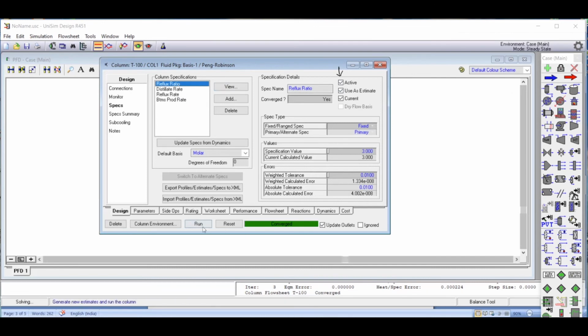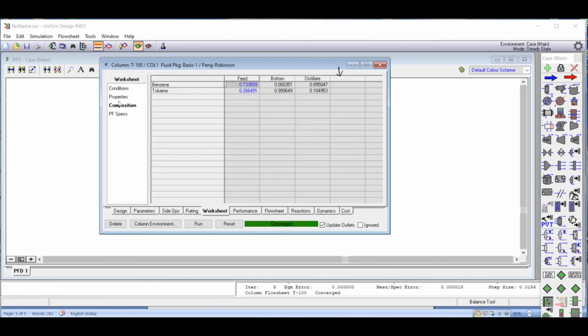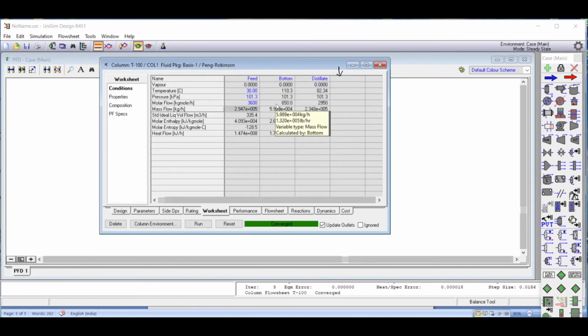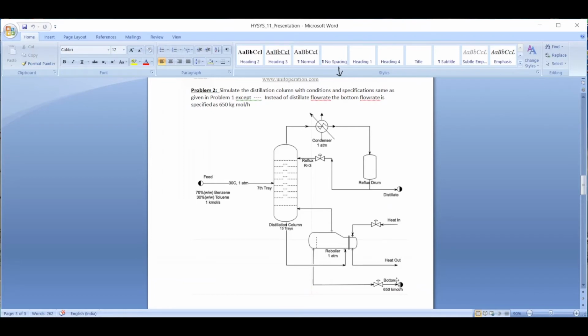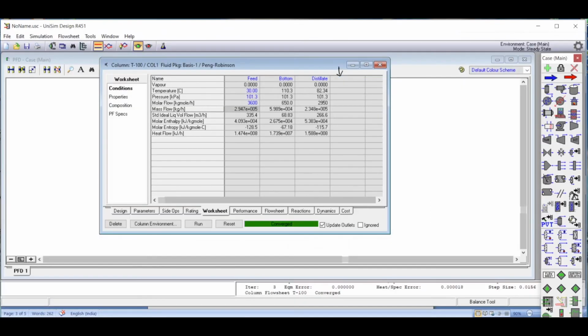Once you do that, you do the reset and you run, and automatically, as you see, the column has converged. And you can see the conditions here. 3600 was the feed flow rate, and 650 is now the bottom flow rate which we have defined here, because that's a requirement. The difference is my distillate flow rate.